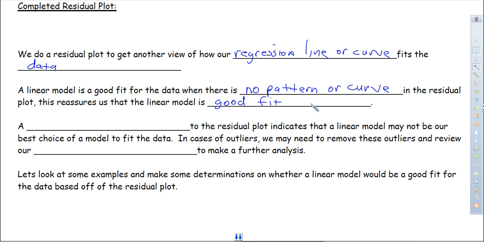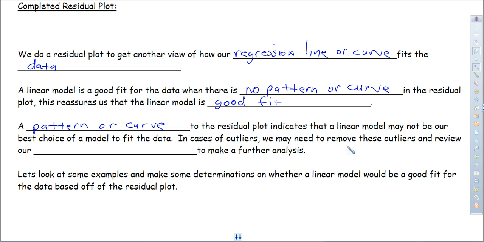As I said, assuming that it looks like it's a good fit to begin with. If it doesn't look like the curve or line models the data, then there's no real reason to continue looking at the residual plots. But we still can. If we do see a distinct curve shape to the residual plot, this indicates that a linear model may not be our best choice of a model to fit the data.